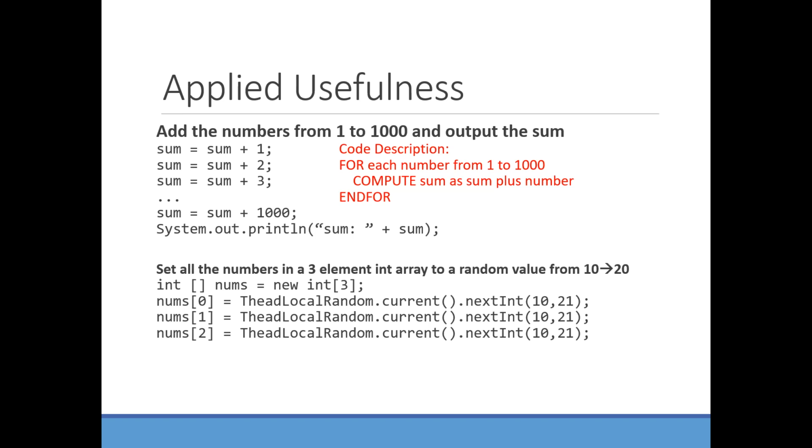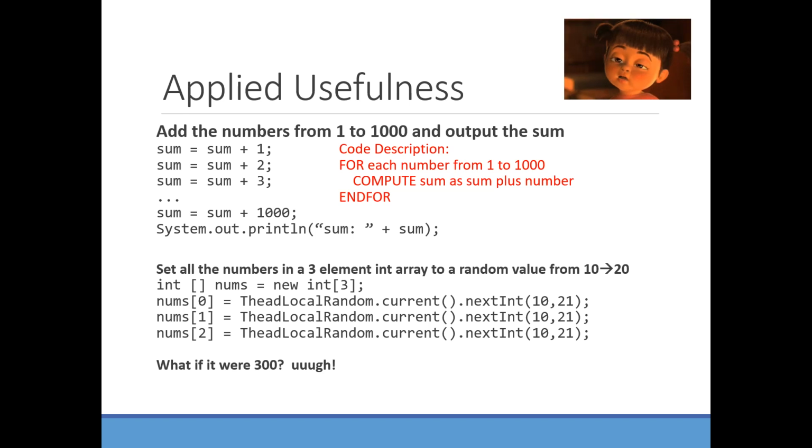That's not really so much of a problem until we want to do, say, 300 of them. Now we're looking at a separate line of code for every single one of them. Maybe we want to do 3,000, 3 million. That's not attainable. We don't want to work with that kind of stuff. So this is where loops are going to become really powerful.